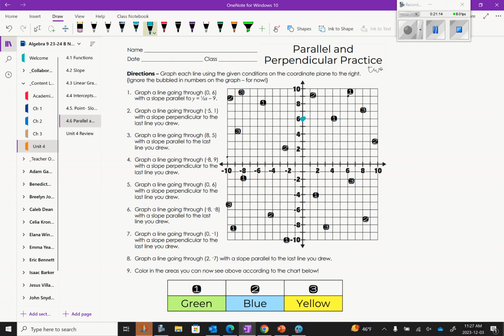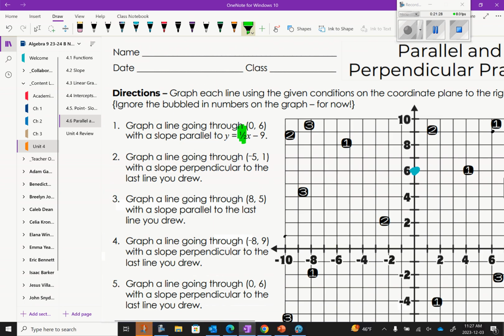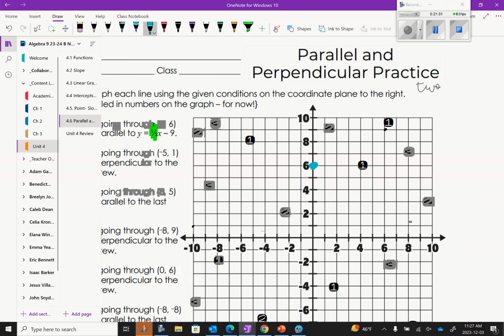And with the slope parallel to y is equal to 1/2 x minus 9, that means the slope of this line is 1/2. They said parallel, so I need another line with a slope of 1/2. From this point, I'm going to go up 1 space and 2 to the right, or down 1 space and 2 to the left. That should be my line. As you can see, with those 3 points put together, the slope is positive, it's going uphill. So there's line number 1.